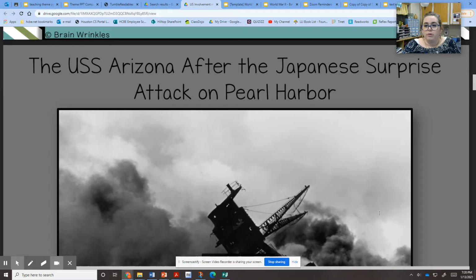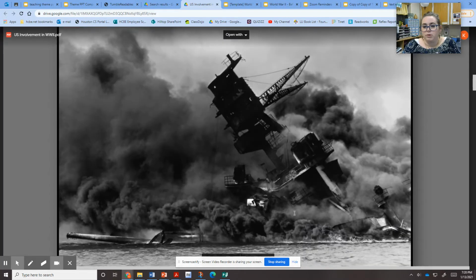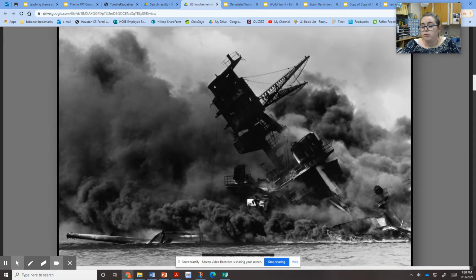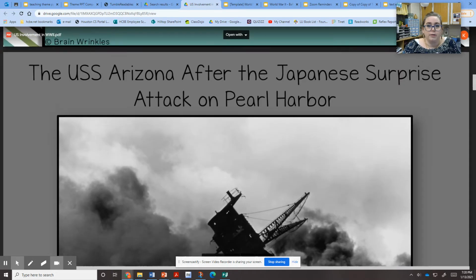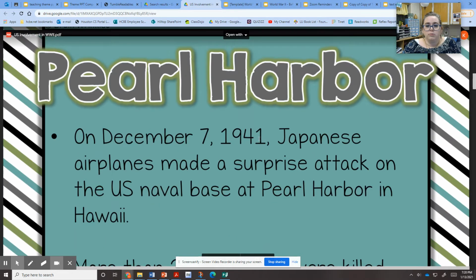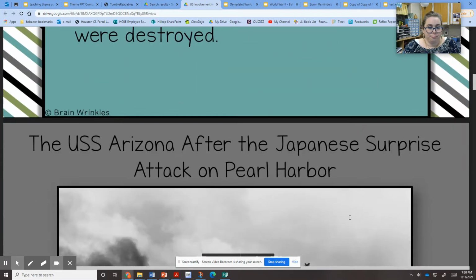The USS Arizona after the Japanese surprise attack on Pearl Harbor. There's the boat. Lots of soldiers were on that boat and died. It was very sad. They got trapped. And while the bombs didn't kill them, they ended up drowning. And it was very, very sad. It's just in case you didn't get the notes. Or you can always pause.